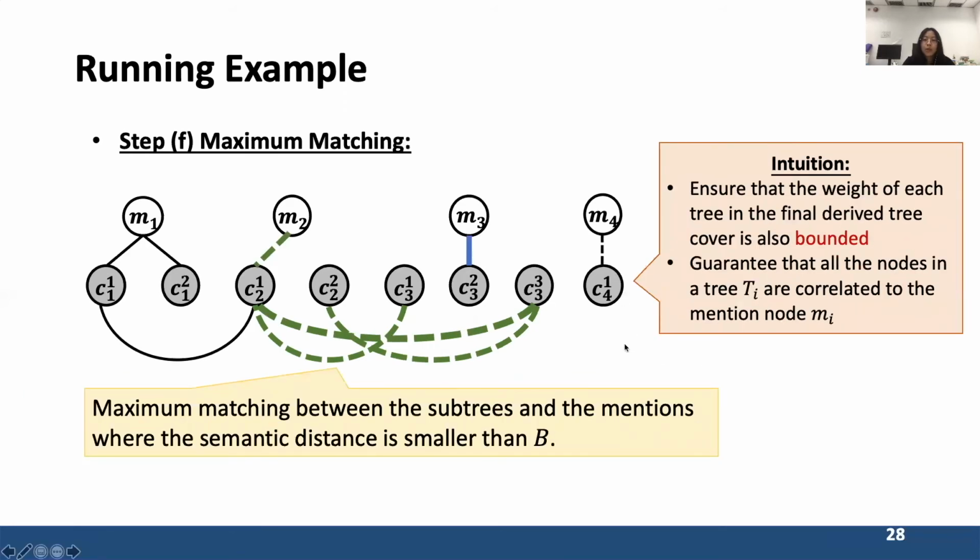And finally, we connect as many subtrees produced in the last step as possible to each mention, while each connection produces a tree in the final tree cover. Since maximum matching only maps the subtrees to the mentions within distance B, this ensures that the weight of each tree in the final tree cover is also bounded. To summarize, the last two steps guarantee that all the nodes in the tree Ti are correlated to the mentioned nodes Mi.